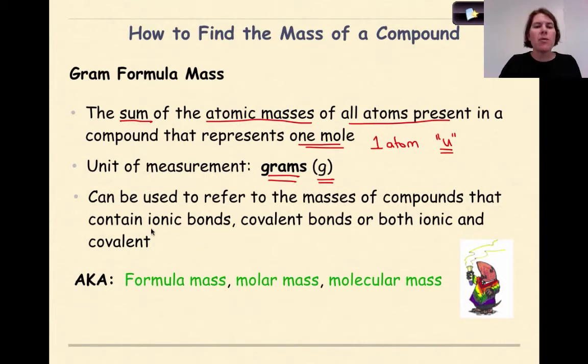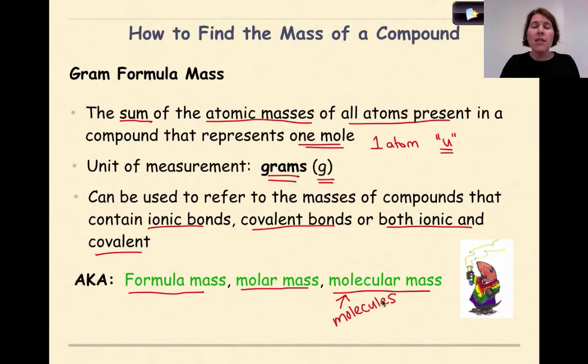Gram formula mass can be used to refer to the masses of compounds that contain ionic bonds, covalent bonds, or both ionic and covalent. Now there's a bunch of different names that basically mean the same concept as gram formula mass. Sometimes you'll see it listed as formula mass, molar mass, the mass of 1 mole, or a more specific type of gram formula mass is molecular mass. But molecular mass only applies to molecules.